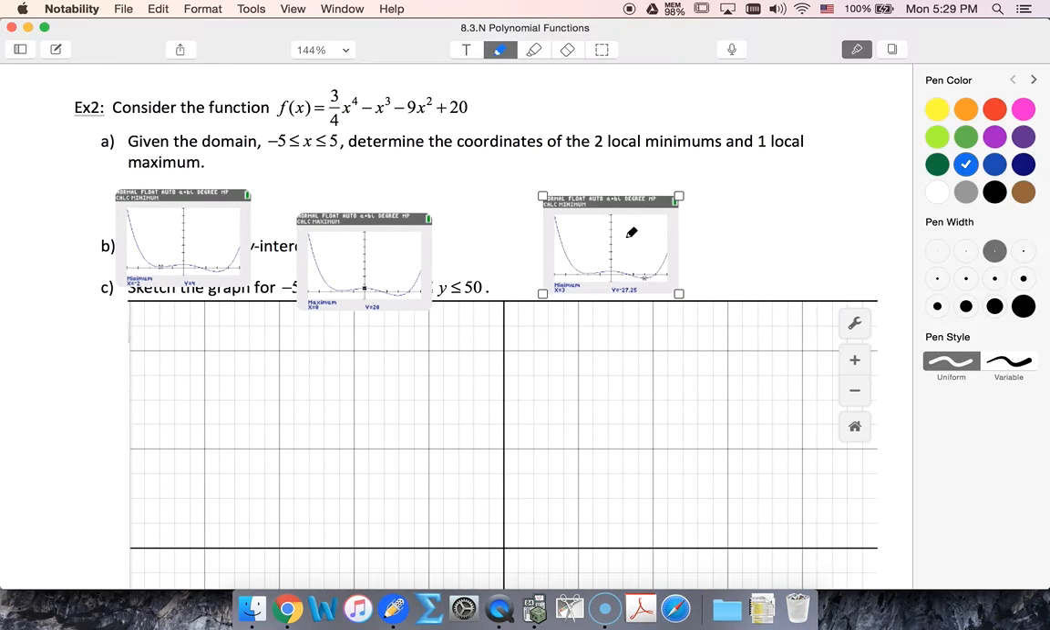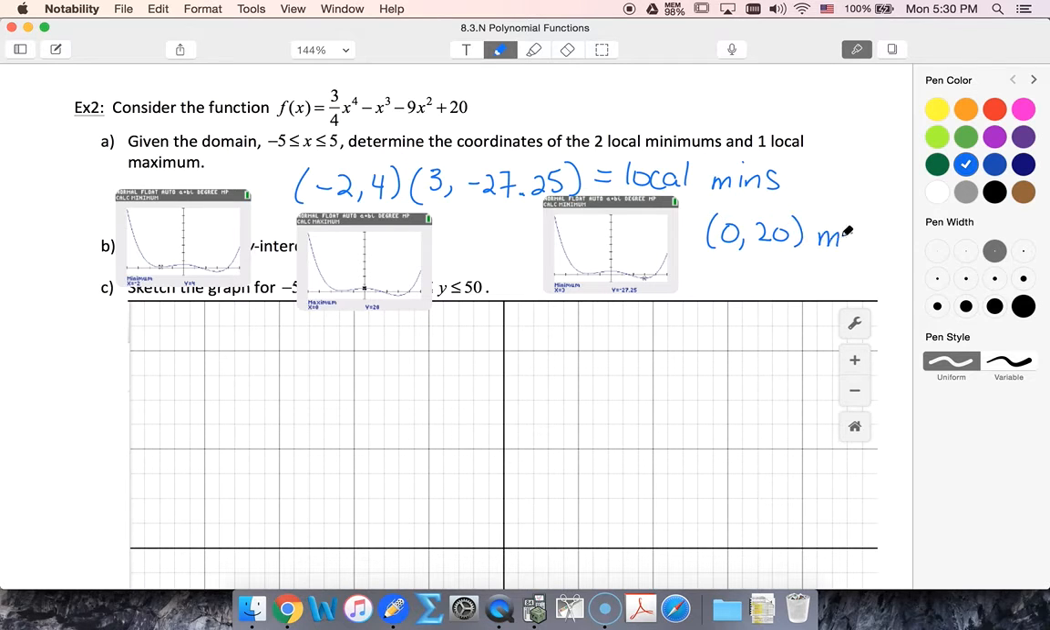All right, so my coordinates, remember, I'm going to write them as coordinates. For my first one, I had -2, 4. And my second minimum was 3 and -27.25. So those are my local mins. And then my y-intercept, 0, 20 was my max. And again, it's a local max because it keeps going up forever. So it's not a full max, but that's my local max.